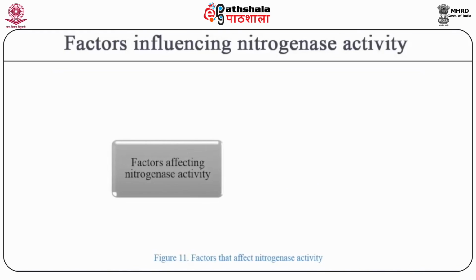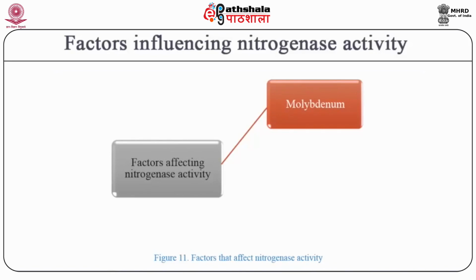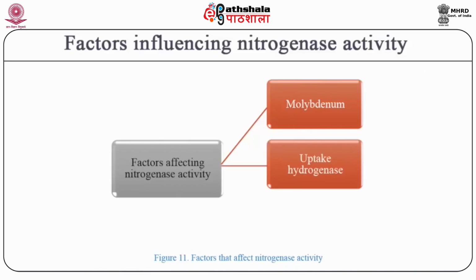There are numerous factors that influence the activity of the nitrogenase enzyme. These factors are depicted in this figure. First is the availability of molybdenum in the soil, as it is necessary for the formation of the nitrogenase enzyme. Secondly, as the hydrogen produced during the process of nitrogen fixation has an inhibitory effect on nitrogenase, the membrane-bound enzyme uptake hydrogenase is used by the nitrogen-fixing organism to quench the hydrogen produced during nitrogenase activity. Thirdly, as already mentioned, oxygen is a strong inhibitor of the nitrogenase activity. The problem of oxygen is countered by various mechanisms discussed in the next slide.